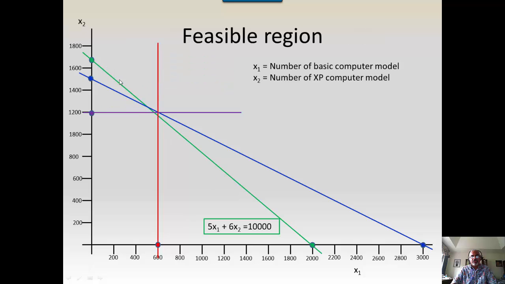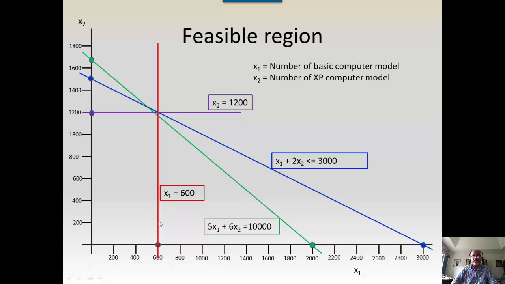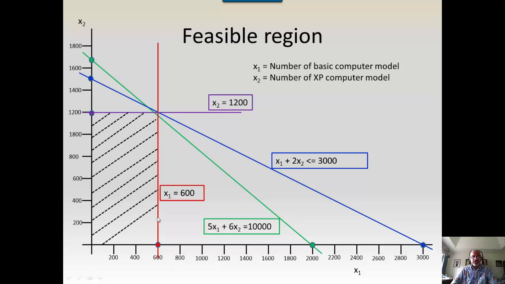Here is the first constraint, assembly hours. This is the second constraint, testing hours. This is the maximum sales constraint for the basic model. This is the maximum sales constraint for the XP model, and that gives us this as our feasible range or feasible region. All points in this area are feasible for all the four constraints.